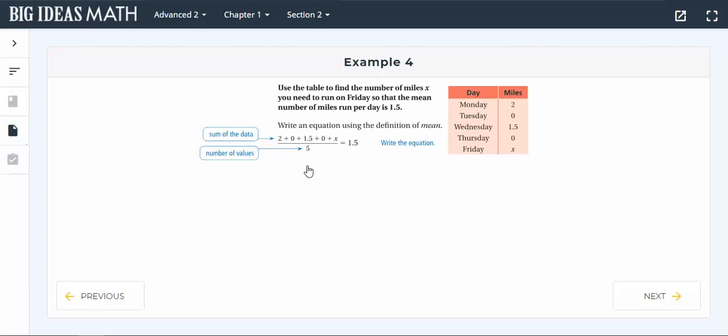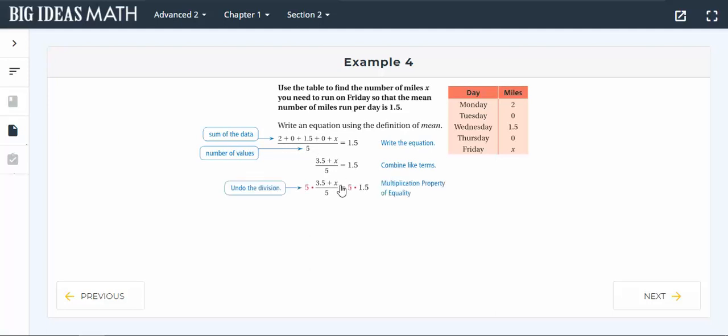Looks really complicated in this version, but what you do is you're going to combine all your like terms. 2 plus 0 plus 1.5 plus 0 is 3.5, and you still have to have the x. Over 5 is equal to 1.5. We combined our like terms on the top.